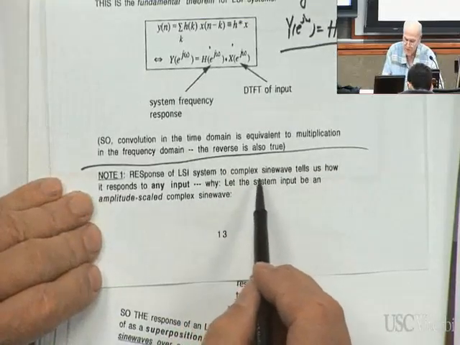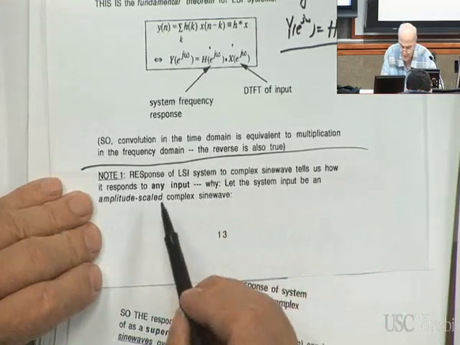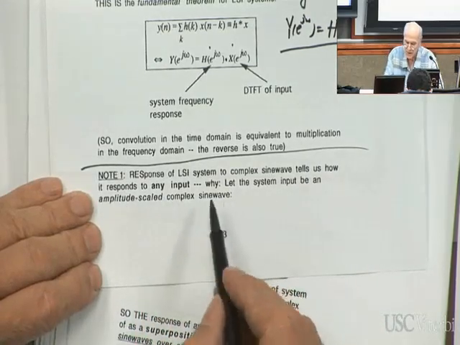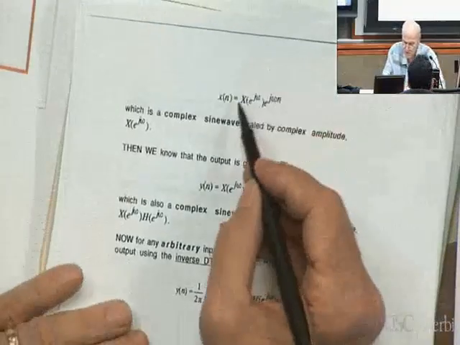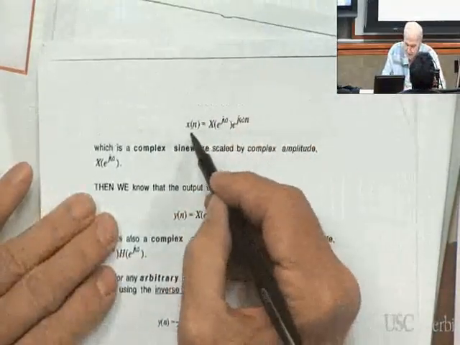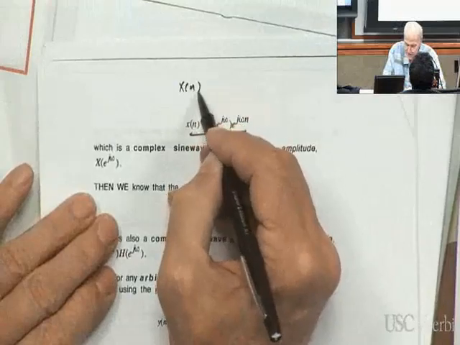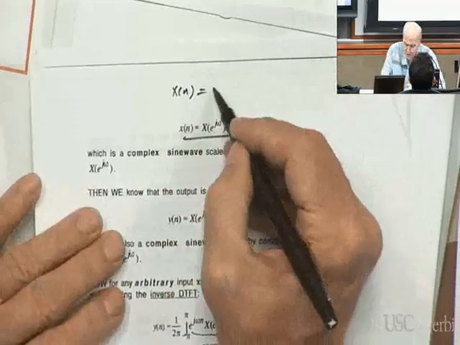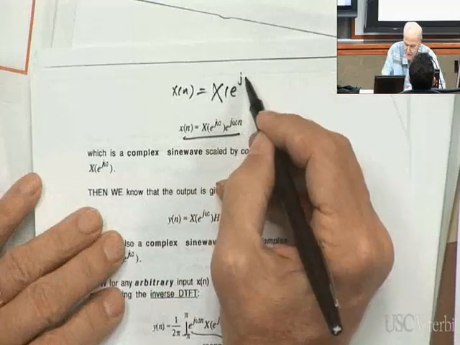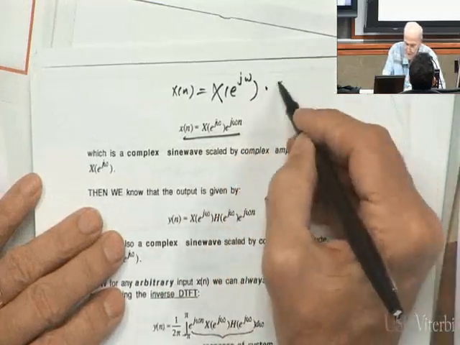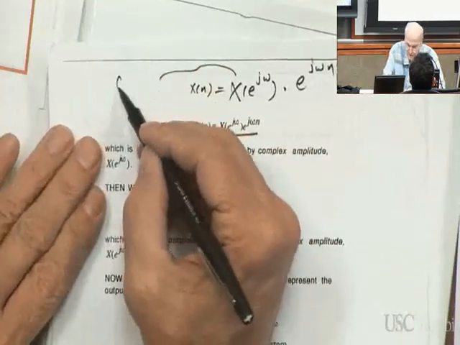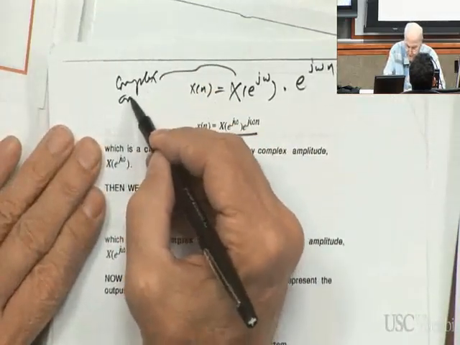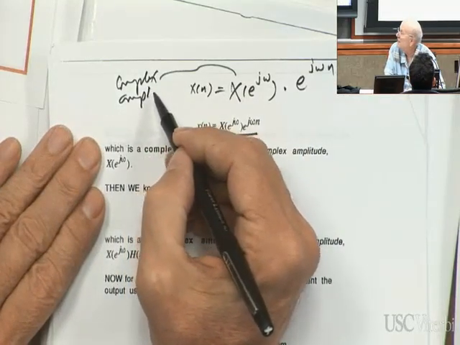The response of a linear shift invariant system to a complex sine wave tells us how it responds to any input. To show that, what I did was suppose x of n looks like this. I've written x of n as some complex amplitude times e^{jωn}. So this is just a complex amplitude, and I'm using this notation.